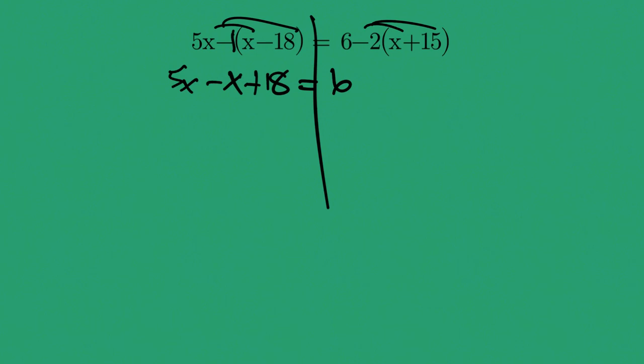What is negative 2 times x? Perfect. Negative 2x. What is negative 2 times positive 15? Negative times a positive is a negative. And what's 2 times 15? Perfect. Negative 30. Yep, that is a 3. Sorry, it's my sloppy 3. Okay?